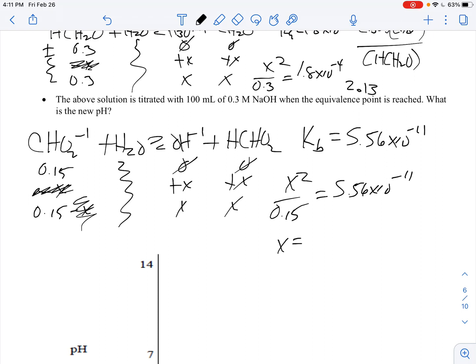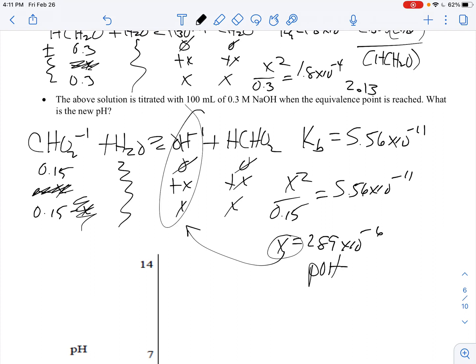5.56 times 10 to the negative 11th times 0.15, and then square root that. That's 2.89 times 10 to the negative 6th. And remember that x is the OH negative, so the pOH of this is 5.54, which makes the pH of this 8.46. So again, all of that is old news.